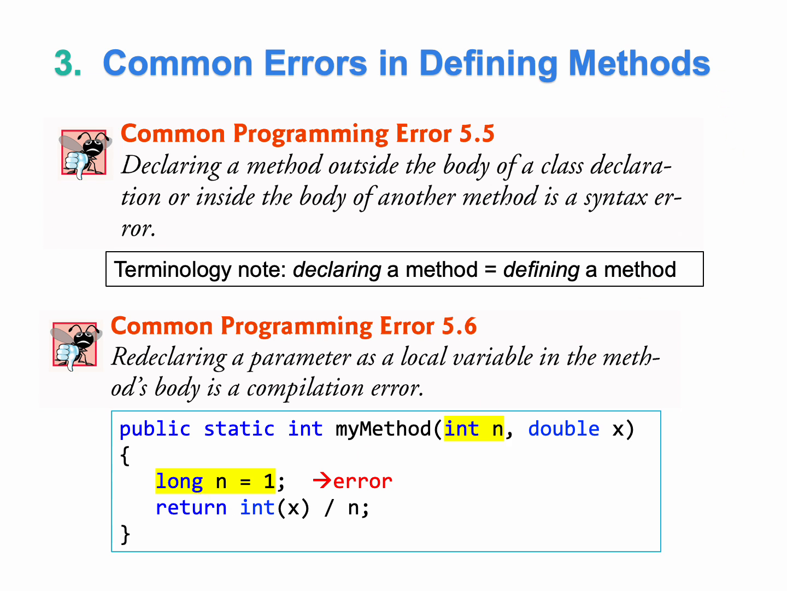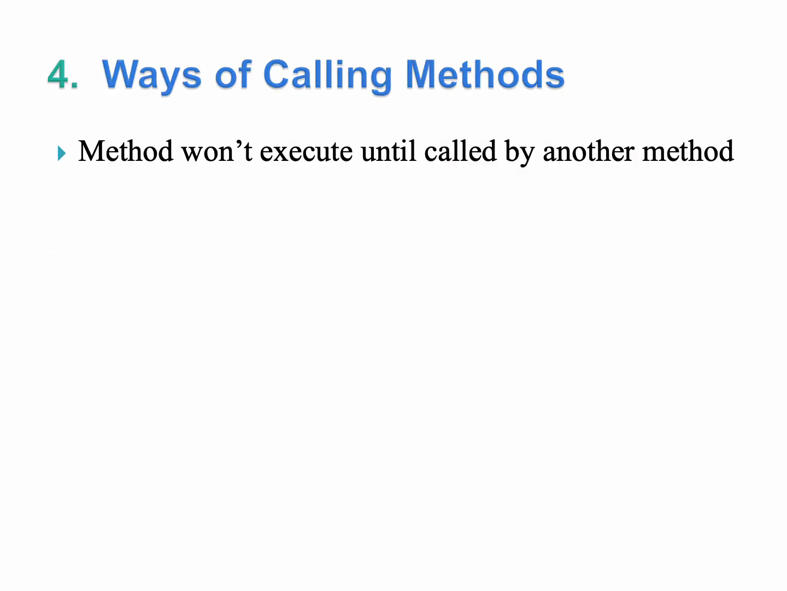When you define a method, you write the code performing what the method is to do, but the code of the method won't execute until the method is called. And except for method main, every method must be called explicitly by another method to tell it to execute.